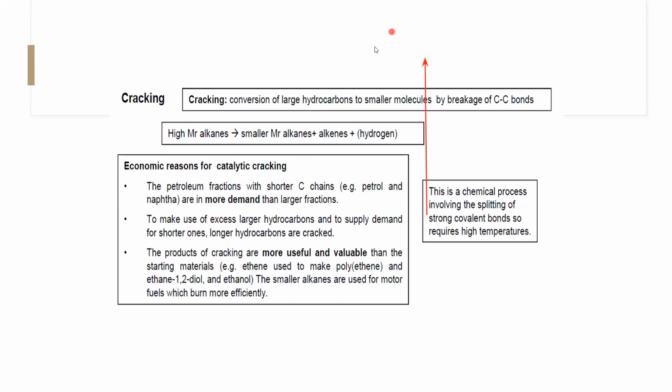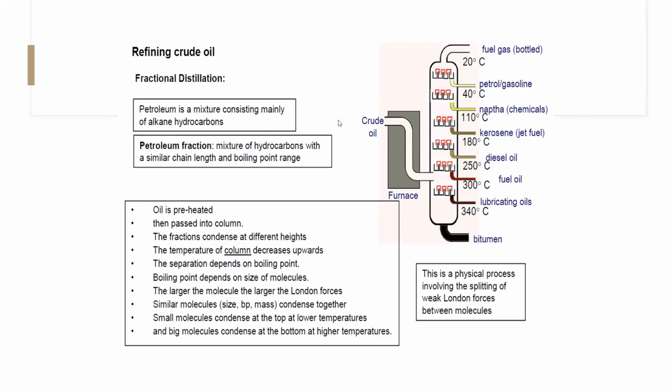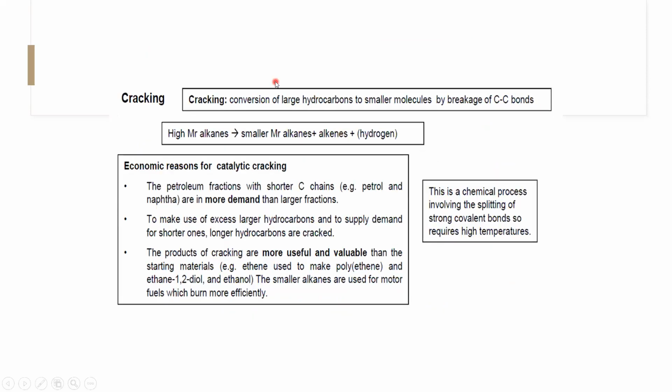Normally the fractions which we obtain from the crude oil are large fractions. Large fractions are not useful, they don't have too many uses. The small fractions are more useful. So what we do is carry out a process which we call cracking. What is the meaning of cracking? The term cracking means we convert the large hydrocarbons into small molecules. So higher relative molecular mass alkanes are converted into smaller alkanes and alkenes, and we can have hydrogen as well.